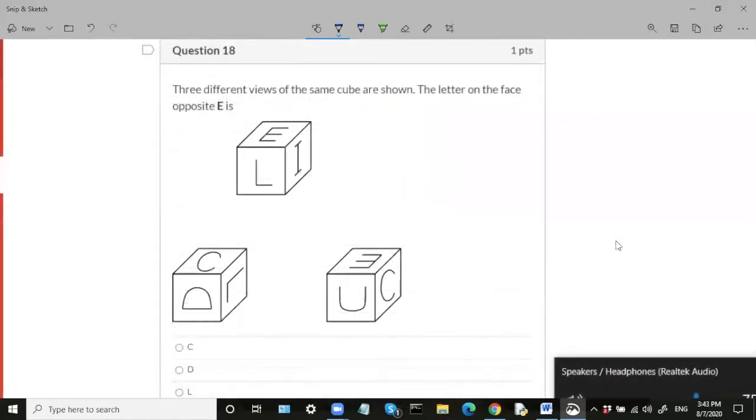Problem 18. 3 different views of the same cube are shown. The letter on the face opposite E is. Let's first see what those 6 letters are. We have E, L, I, C, U, D. Actually, it's Euclid. Then we look at these 2 cubes.